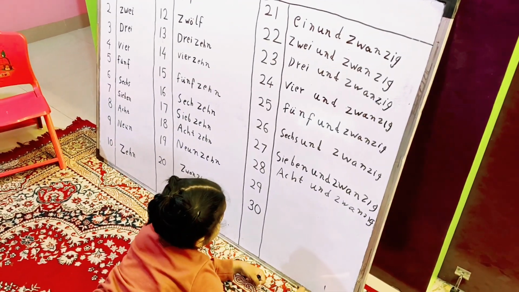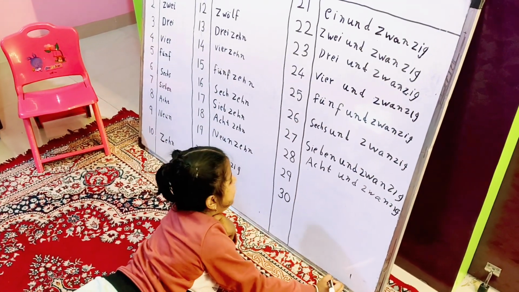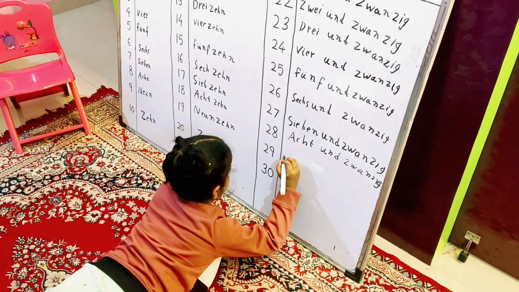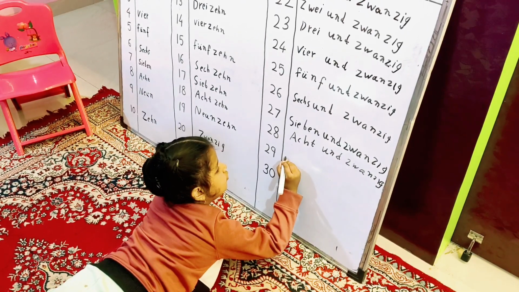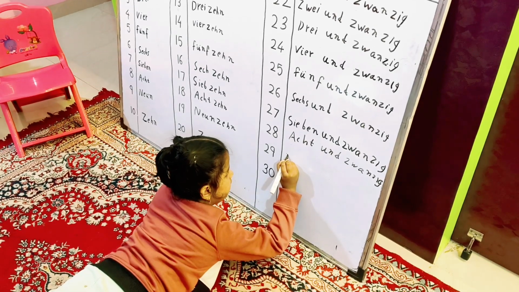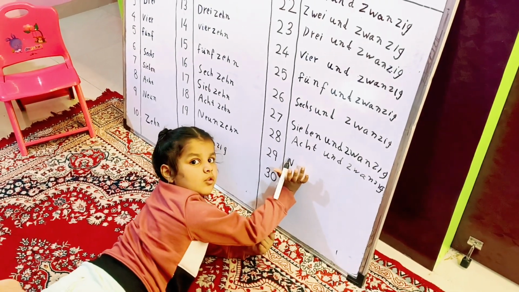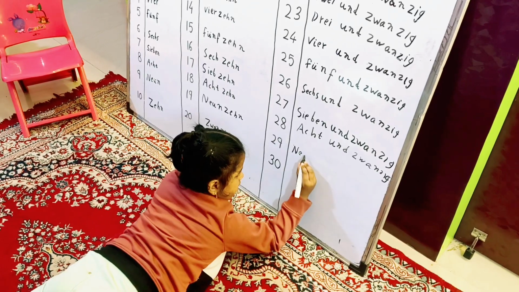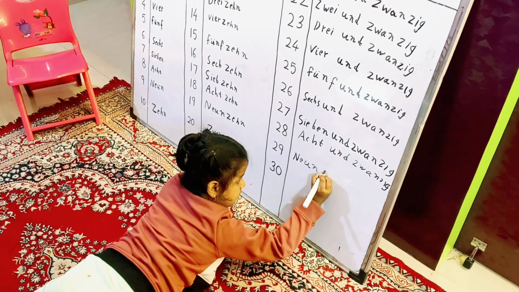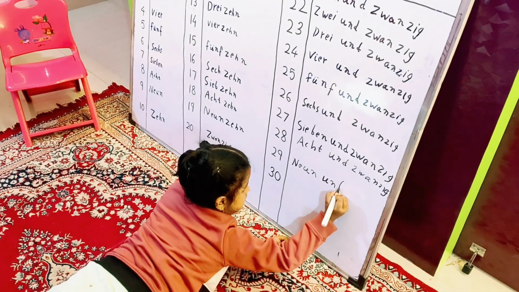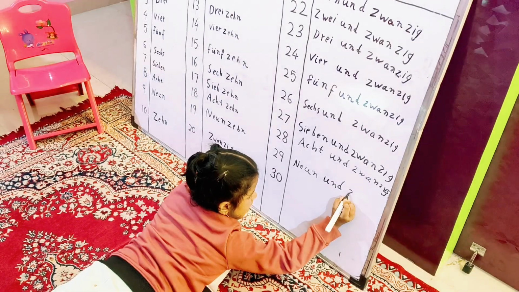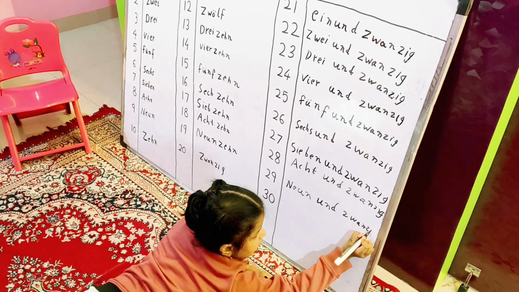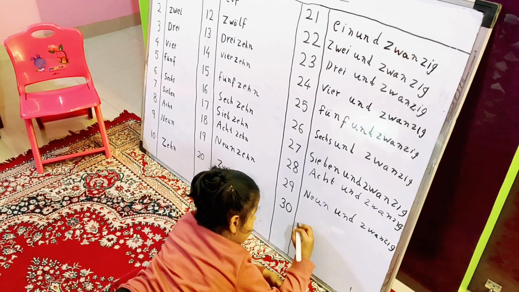Twenty-nine. What will be said? Neun und zwanzig. Yes, twenty-nine. Neun, und, U-N-D, und zwanzig, Z-W-A-N-Z-I-G.